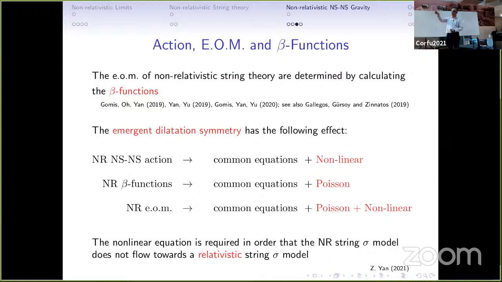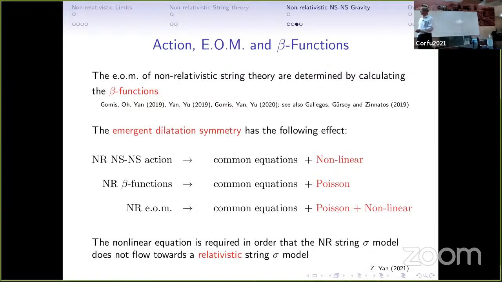The funny thing is, if you calculate the beta functions, you also don't get the full story because there was a dilatation invariance. And what you then get is the usual equation of motion of the non-relativistic action, then you get the Poisson equation. But you miss the nonlinear equation. And only if you take the limit of the relativistic equation of motion, you get everything. Then you get the equation of the non-relativistic action plus the Poisson plus the nonlinear. So the problem is why is the nonlinear equation missing, because it didn't follow from this beta function calculation.